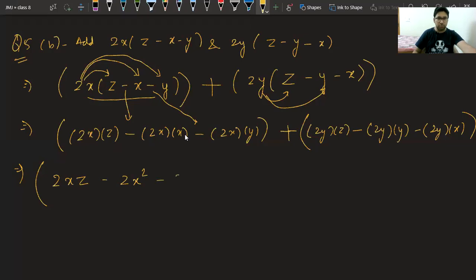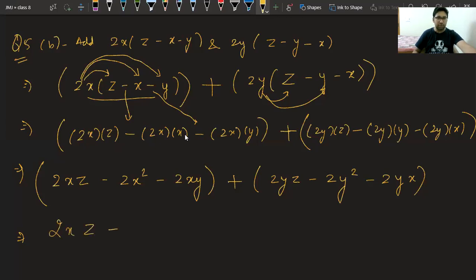2xz minus 2x square minus 2xy plus 2yz minus 2y square minus 2yx. Now we are ready for the main part. So we can open these brackets now. So we will get 2xz minus 2x square minus 2xy. As outside we have a plus sign, so no sign will change inside. It will remain the same as they were earlier.